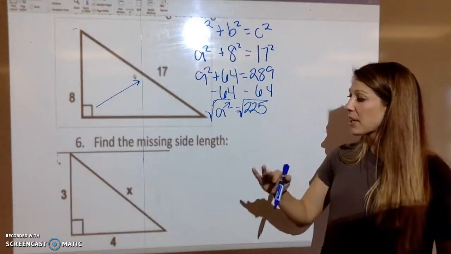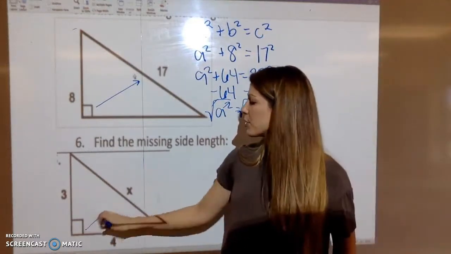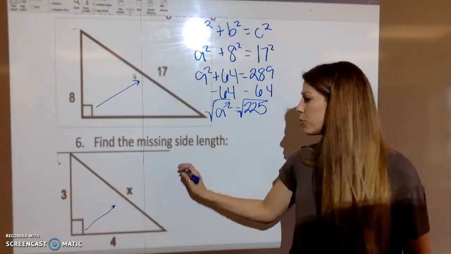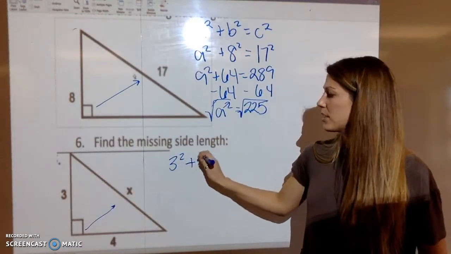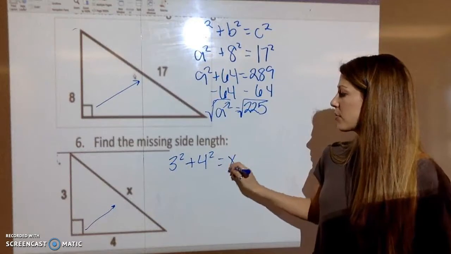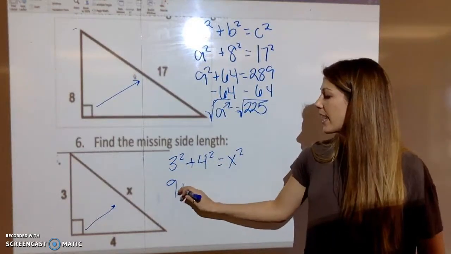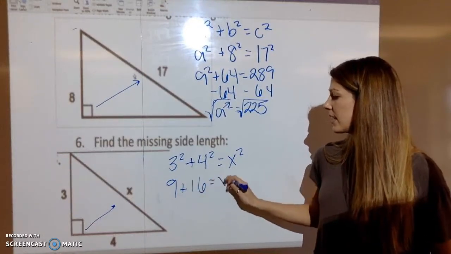So 6 is the same idea. This time your hypotenuse is x though. And again, it doesn't matter which one's A and which one's B. We'll just do 3 squared plus 4 squared equals x squared. Don't forget to square your sides. So 3 squared is 9, 4 squared is 16.